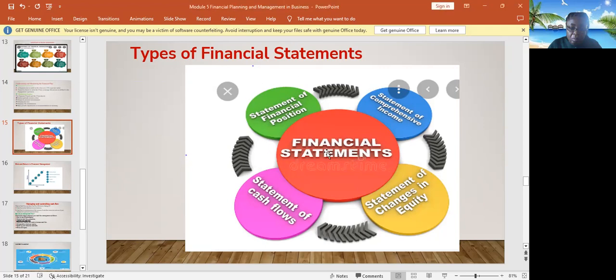So these are the different types of financial statement: statement of changes in equity, statement of cash flow, statement of financial position. Here you have things like a balance sheet and others. With all these, you'll be able to know how your cash comes in and goes out, the equities as well. So these are the different types of financial statement.